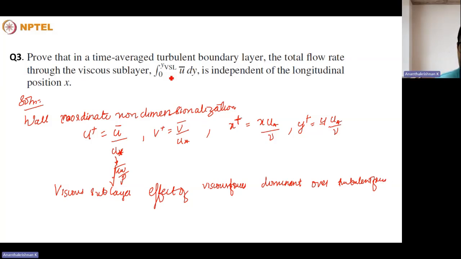So in this particular problem, we have to do the integration till the viscous sublayer, and u bar is the mean velocity component. So we currently have this equation. We need to do the integration basically. So you know the value of u bar. You can write u bar in terms of u plus and u star. Similarly, dy can also be written in terms of the non-dimensional coordinates.